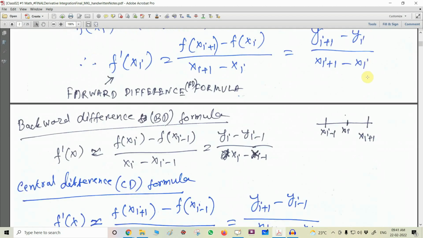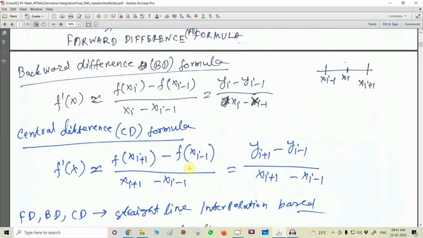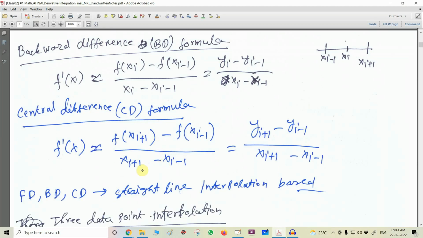Now for the central difference formula, we have f dash x equals f(xi plus 1) minus f(xi minus 1) divided by xi plus 1 minus xi minus 1. So write this down: central difference. That's the formula for central difference. So in short we'll be writing FD, BD and CD, and it is basically based on straight line interpolation.